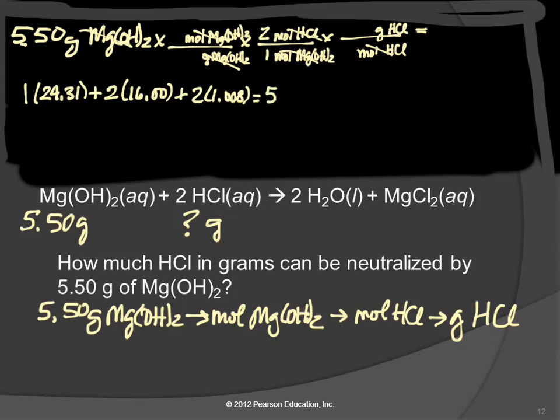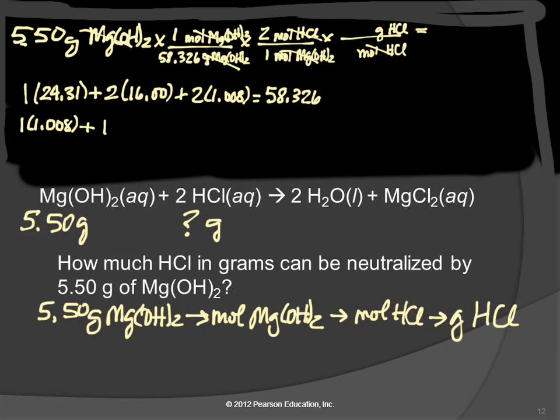I'm getting 58.326, but I feel like I may have pushed a button wrong. Anybody else get that? Okay. So that's the molar mass of magnesium hydroxide. That means that 1 mole of magnesium hydroxide weighs that amount in grams, 58.326 grams.